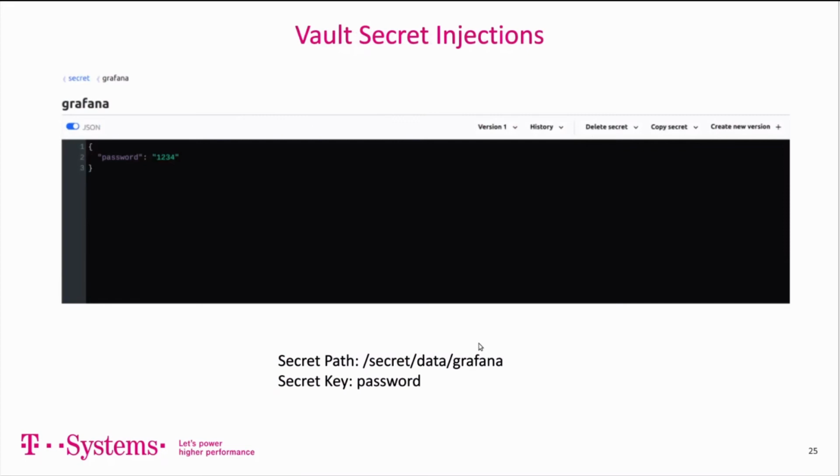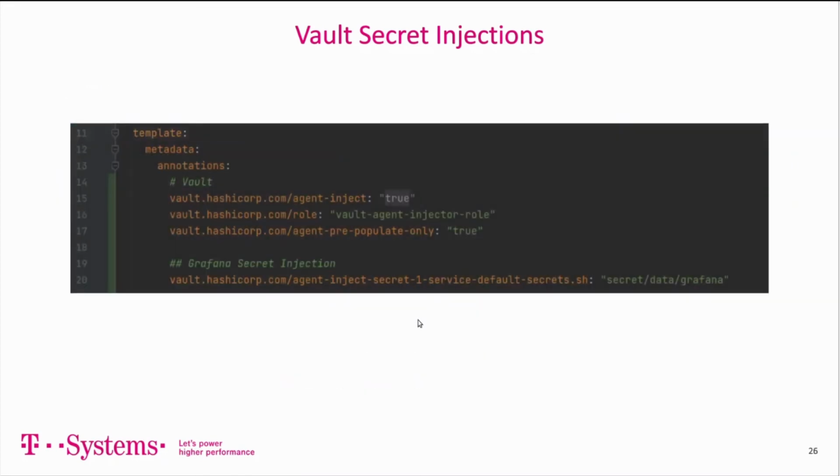So for example, I have here my Grafana secret. The secret path is secret/data/Grafana. The secret key is password, and the secret value is then 1, 2, 3, 4, for example. Normally we would take passwords seriously, but this is just a demo case. So now I want to inject this secret inside my Helm chart. How can I do that?